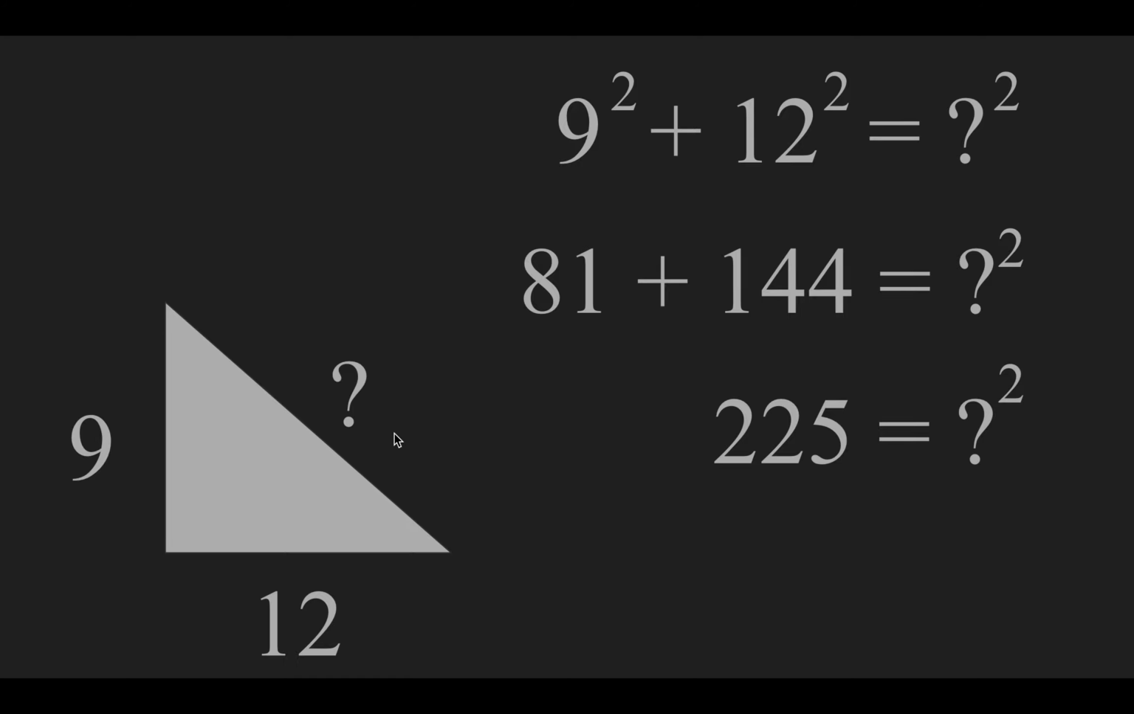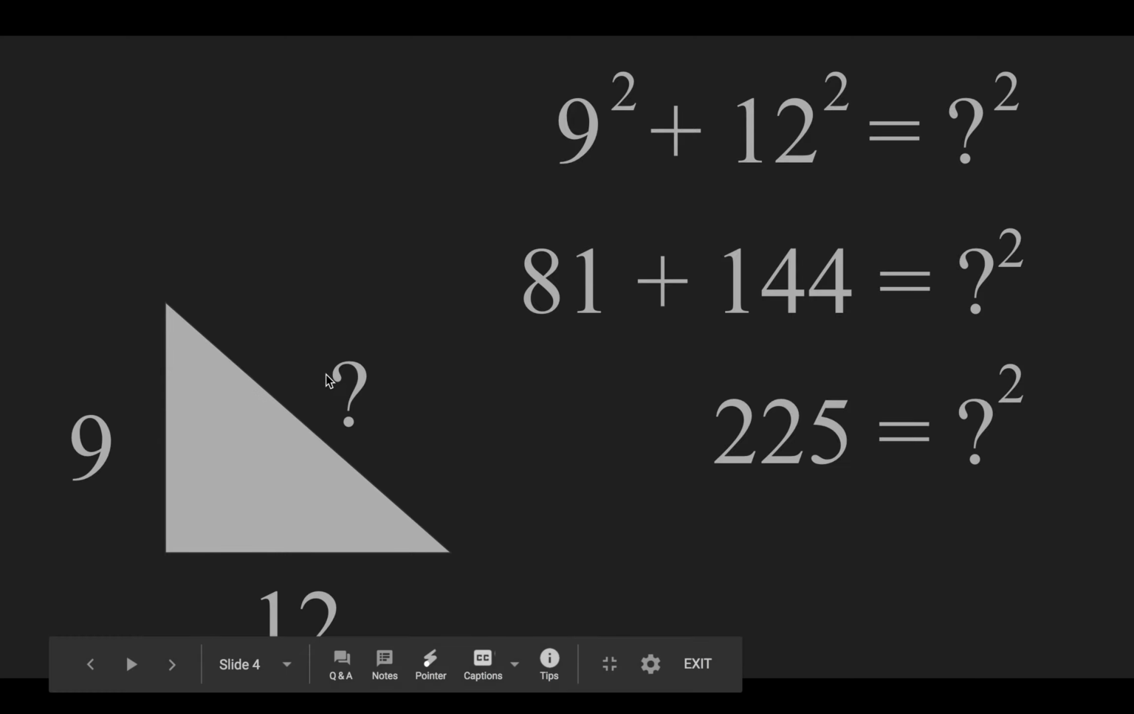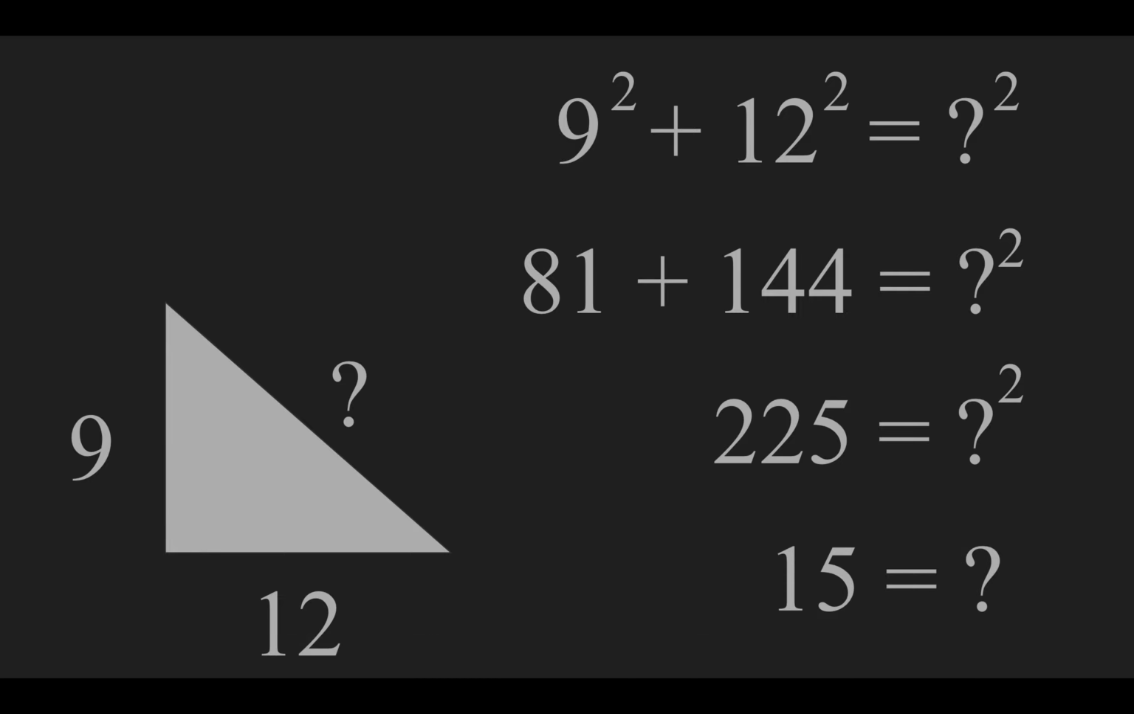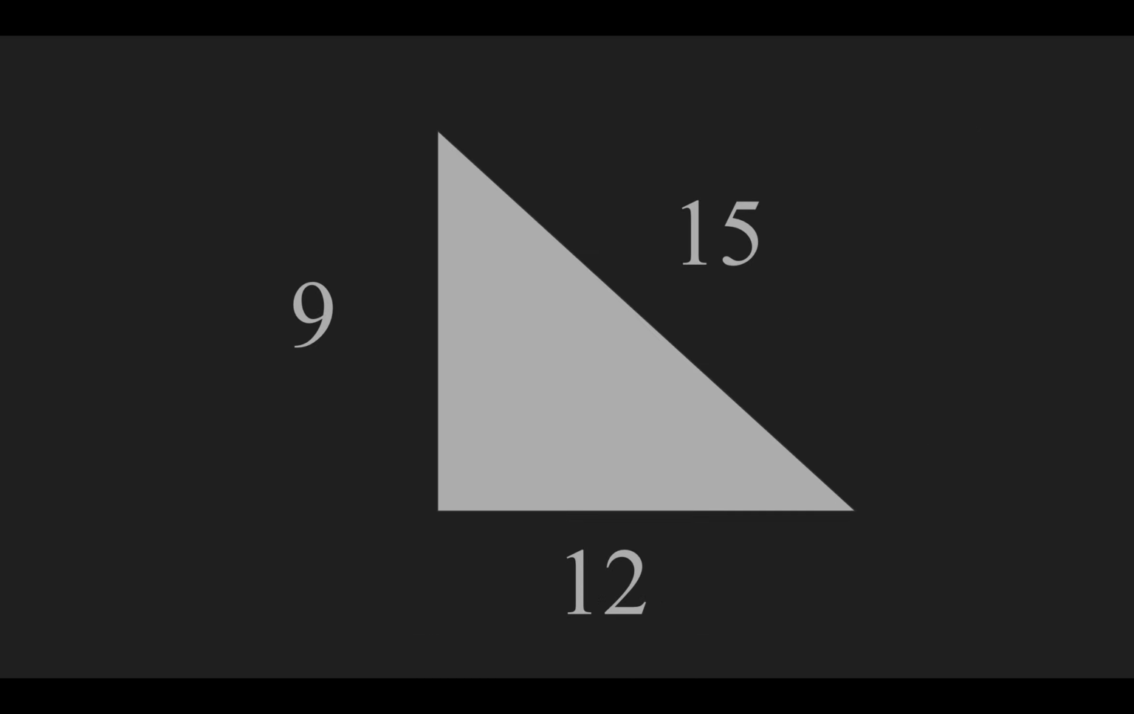This side right here is not 225. A lot of people will stop right here. You cannot stop right here. There's no way a triangle has sides 9, 12, and then 225. That'd be crazy. This is 15. You just have to take the square root of 225. So our final triangle looks like this.